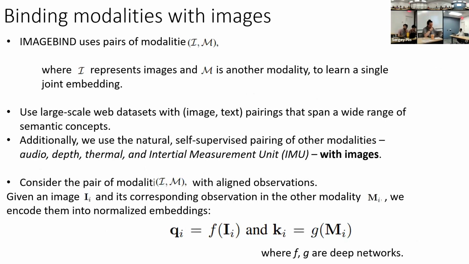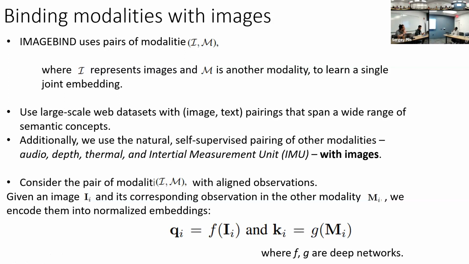For binding modalities, they use the pair of modalities termed as IM, where I represents the images and M another modality, to learn a single joint embedding. And they use the largest web dataset with image-text pairing that spans a wide range of semantic concepts. And additionally, they use the natural and self-supervised pairing of other modalities like audio, depth, thermal, and IMU with images.